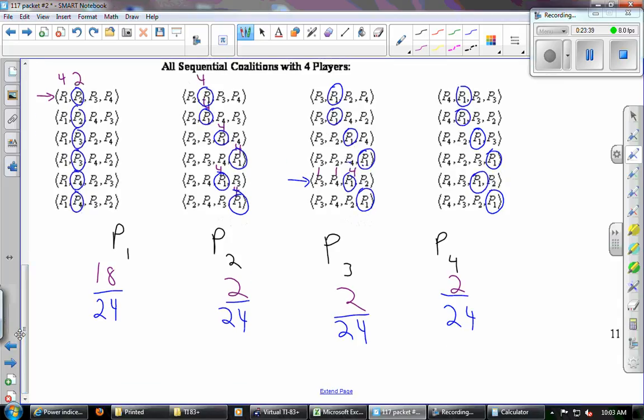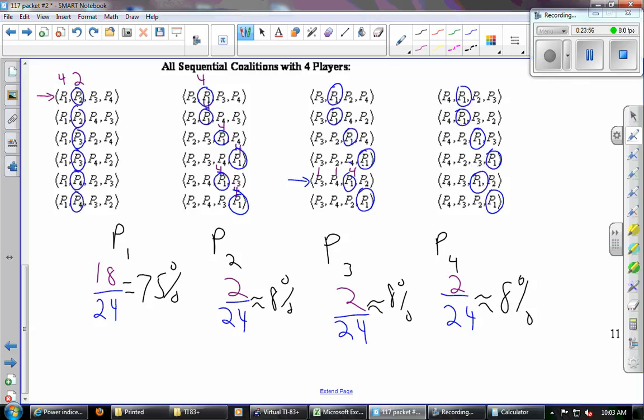Okay, and then if you prefer percentages, you can make these percentages: 18 out of 24, that's 75%. And then this is about 8, 8, and 8. So this is how the power is distributed in this example. 75% for the first person, 8%, 8%, 8%. These ones don't add up to 100 because I rounded. It should have been like 8. No, remember you had overcounted. There was a P4 you had circled that should have been the P1, so that's a 2. So there's a little bit of rounding, otherwise it would add up to 100. These add up to 99, it's okay.